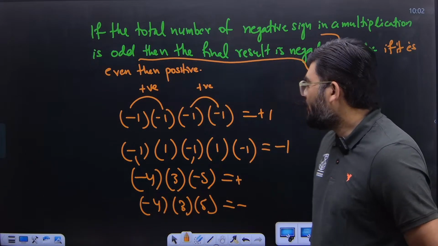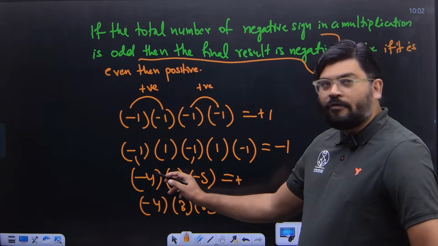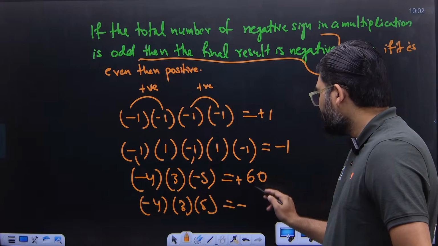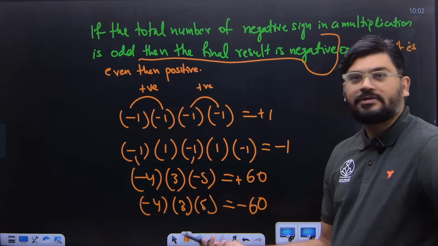Now multiply the rest of the numbers. So 4 into 3 is 12. 12 into 5 is 60. So this will be 60. This will be negative 60. The only difference.